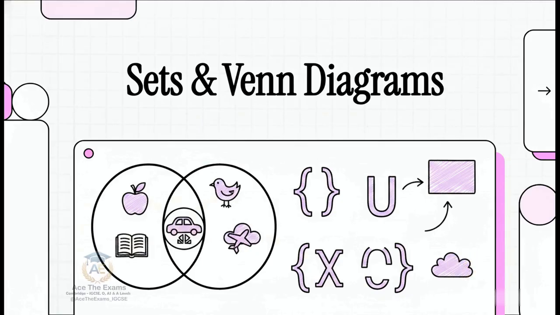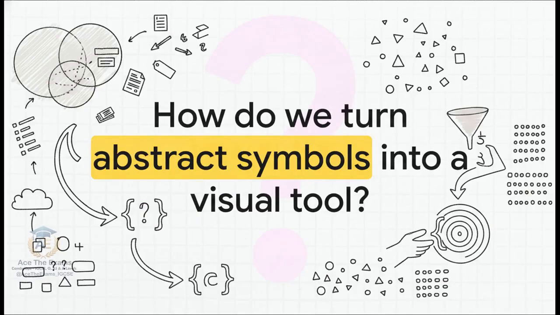Today, we're decoding set notation and Venn diagrams. Whether you're tackling core or extended, understanding sets is literally learning the language of mathematical logic. It's how examiners test whether you can organize data perfectly, or if you're just guessing. So how do we actually turn this abstract alphabet of symbols into a visual tool that destroys complex logic puzzles?